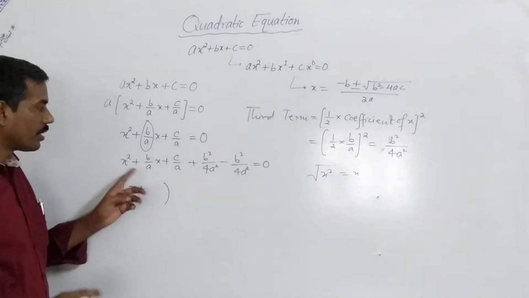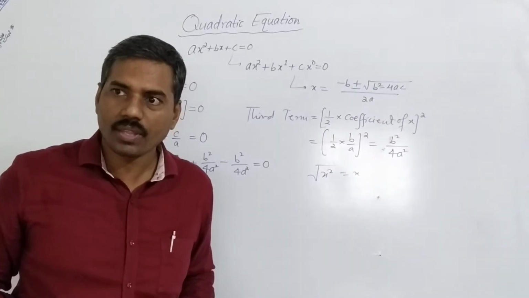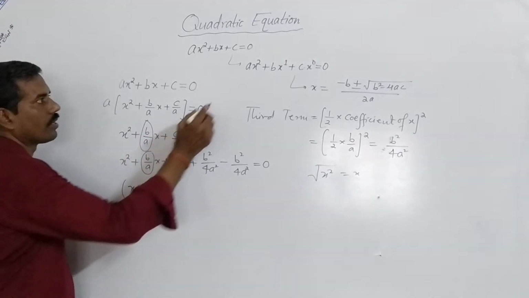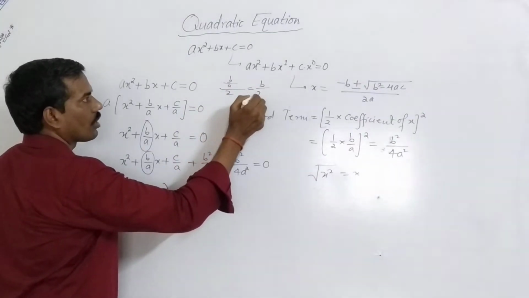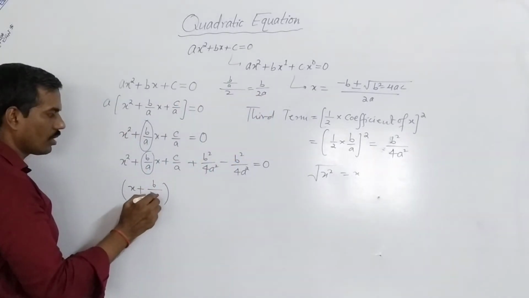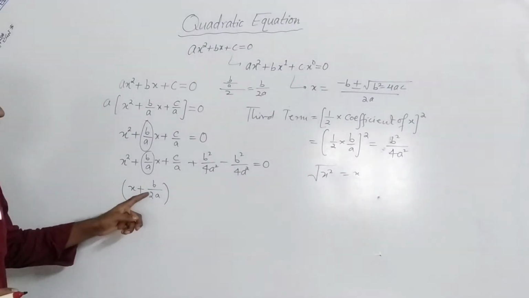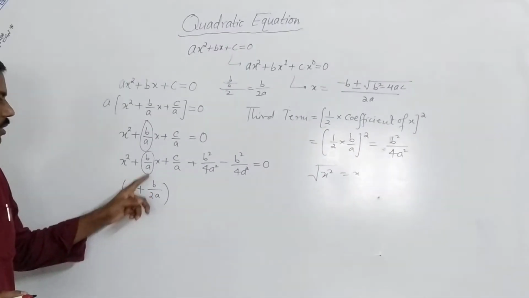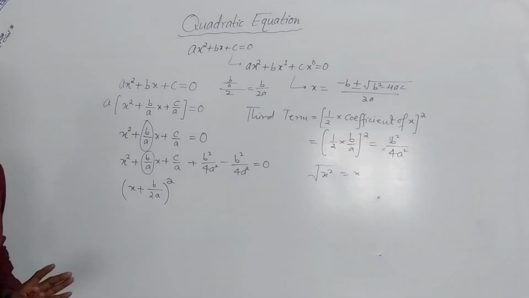The second term: divide the coefficient of x by 2. The coefficient of x is b upon a, so b upon a upon 2, which is equal to b upon 2a. Correct? Write b upon 2a. Okay? Square root of x square plus the coefficient of x, b upon a, divided by 2, b upon 2a, and give the square sign.